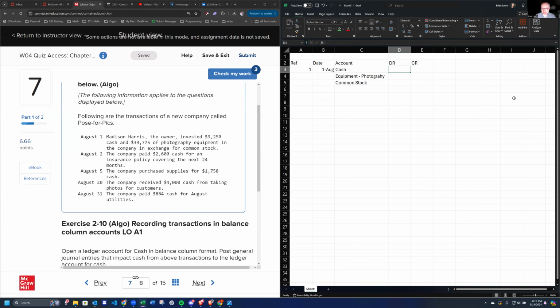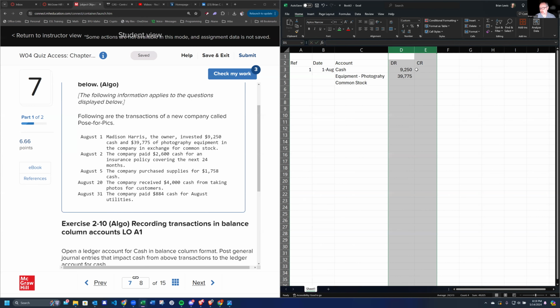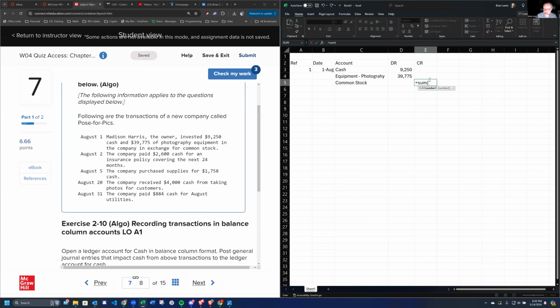Now, on the cash side, we're going to have 9,250. On the equipment, we're going to assume that the 39,775 is the actual value of the equipment. And on the common stock side, you're going to wonder, what should this be? Well, let's make these a little easier to read. To make sure everything balances, we're going to summarize these 2 values and add them together. You can do it as a sum, or you can just add them together. So this is what the first transaction is going to look like.